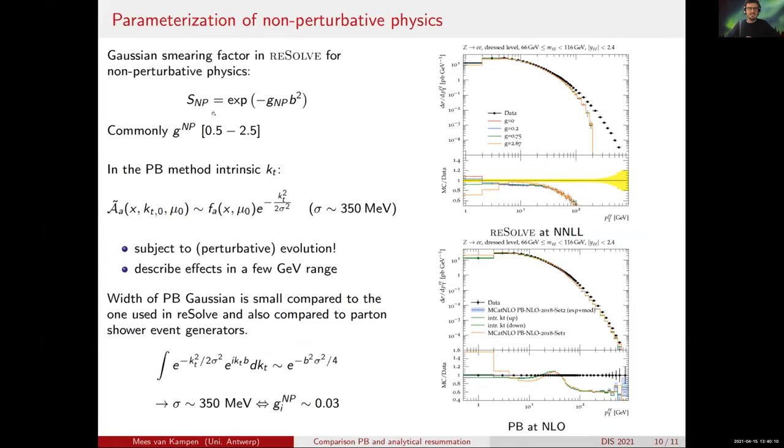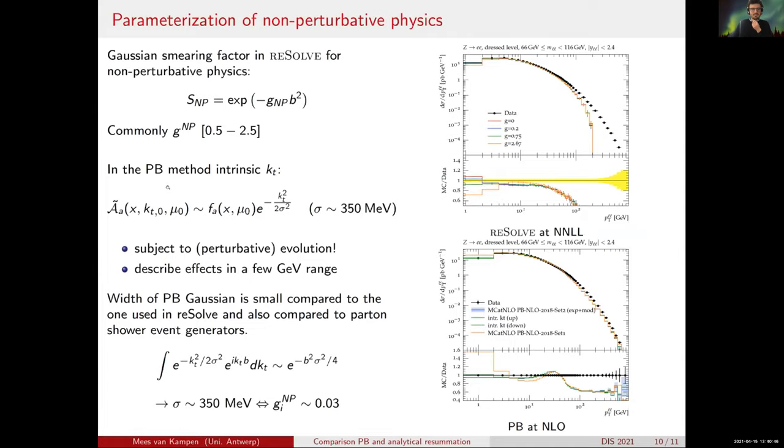And then a last point, but not least, the non-perturbative physics, so how it is parametrized by the different approaches. So in CSS, I pointed out this S_NP factor, and in Resolve, it is currently implemented with a Gaussian. So it's a Gaussian smearing factor, and this value of g can be varied and is commonly between 0.5 and 2.5. And on the right, you can see what happens to the prediction when we vary this.